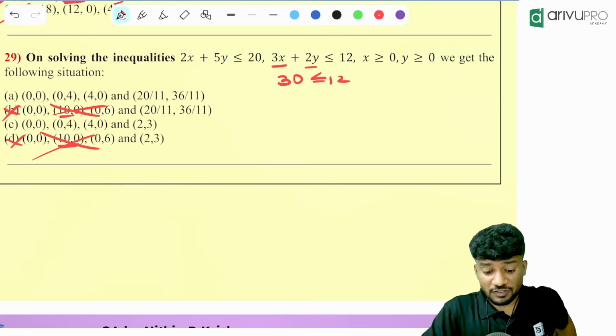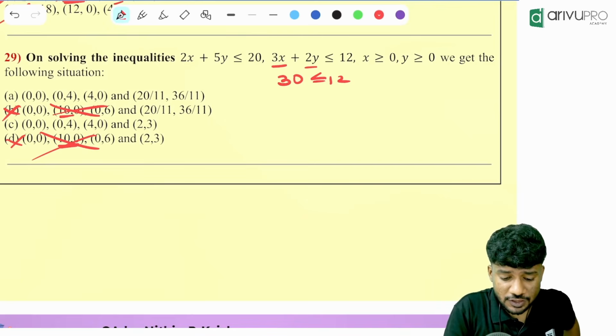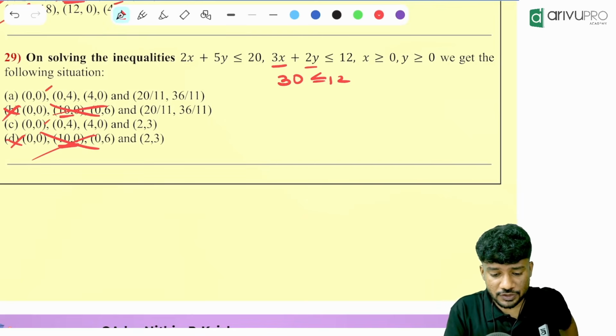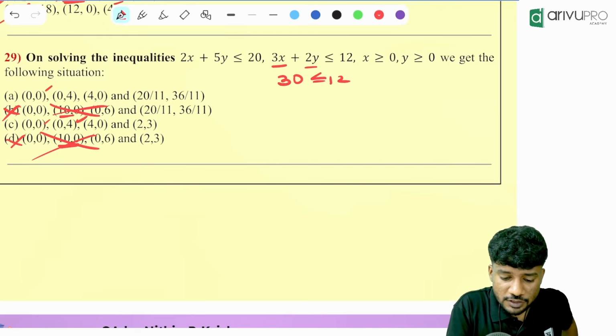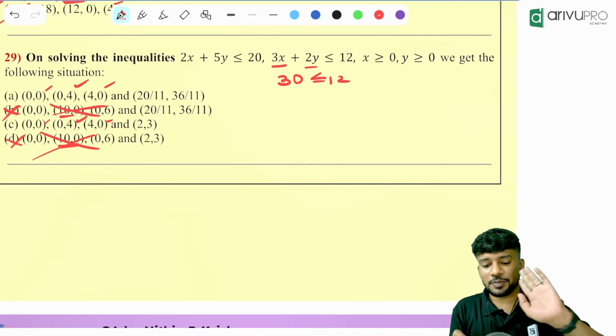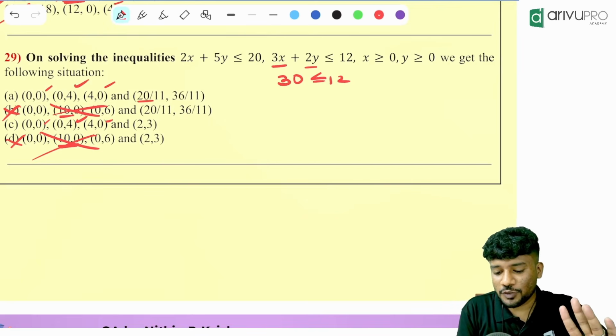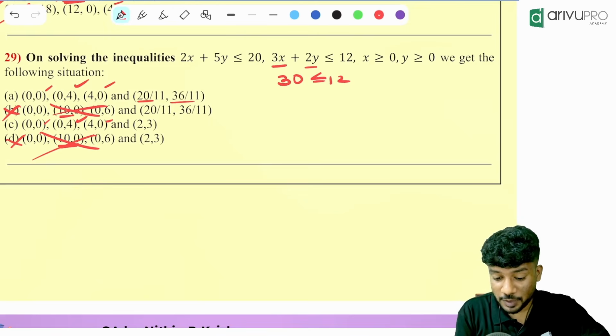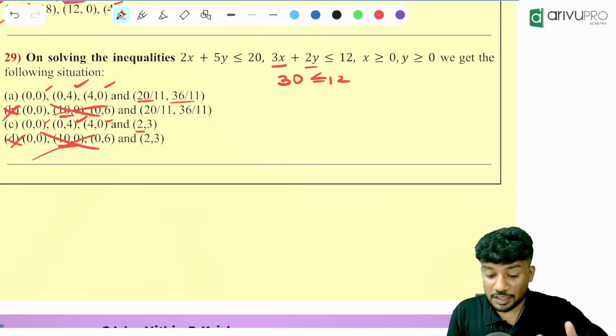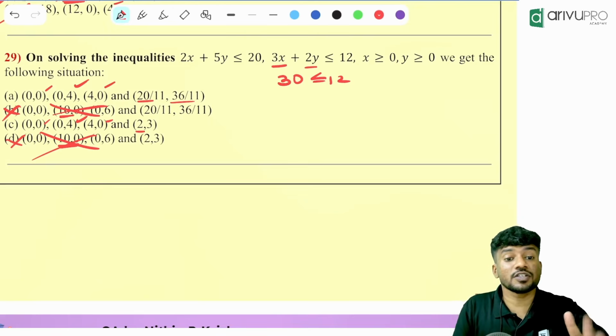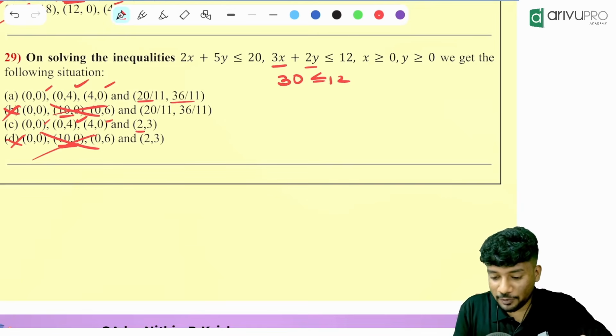Now people, we will try with option C. Anyway, (0, 0) is everywhere, correct? Both the places it is there. Then (0, 4) is in both the places. (4, 0) is in both the places. The last particular points we should try are what? (20/11, 36/11) and (2, 3). Now one by one we will try.